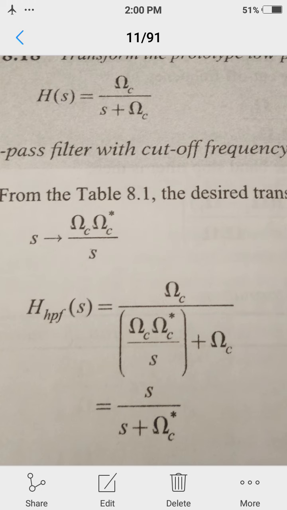So in this way we have to solve the questions, and we have to perform the frequency transformation for designing the filters from the prototype low pass filters.